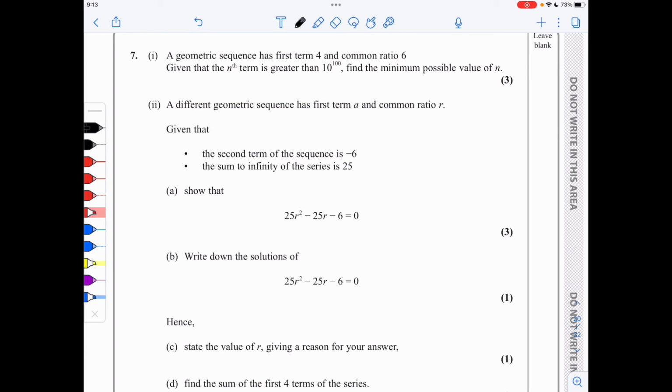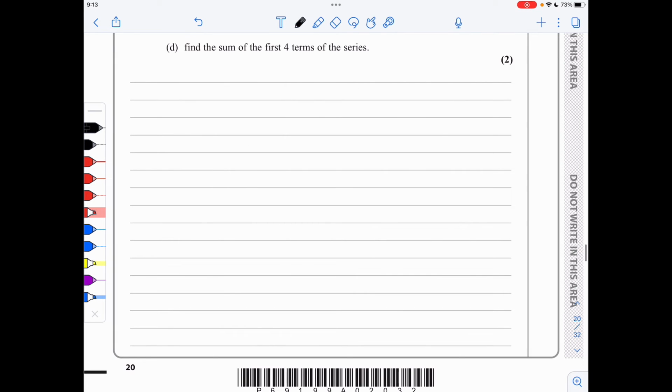In question 7, we start off by being told that a geometric sequence has first term 4 and common ratio 6, and we have to find the minimum possible value of n if we are told that the nth term is greater than 10 to the 100. So we will start by writing out that we have been told that the first term is 4, the common ratio is 6, and we need to solve u_n is greater than 10 to the 100. So the nth term is a r to the n minus 1.